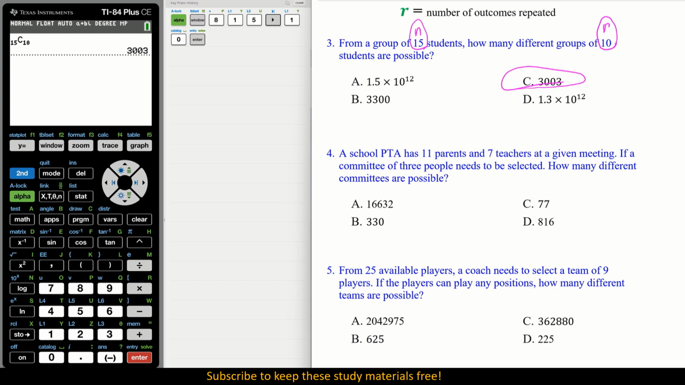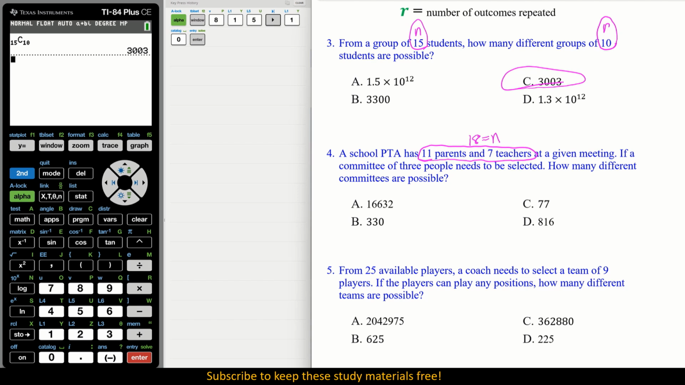Be careful. First off, we aren't pulling from 1 out of 11 parents and 1 out of 7 teachers. That's not what's happening. It's almost as though the wording is there to throw you or trick you. This is a detail we just don't need. We don't care about it. The point is that's 18 adults. That's just simply 18. So that's going to be our N.